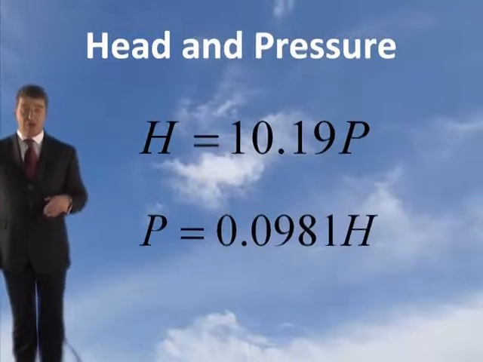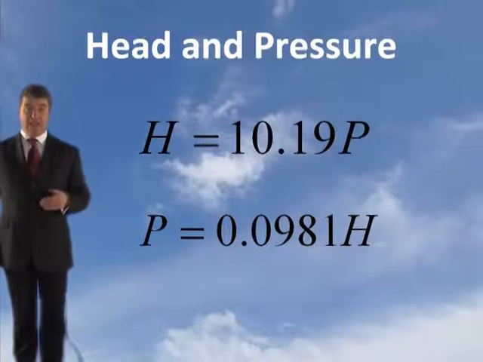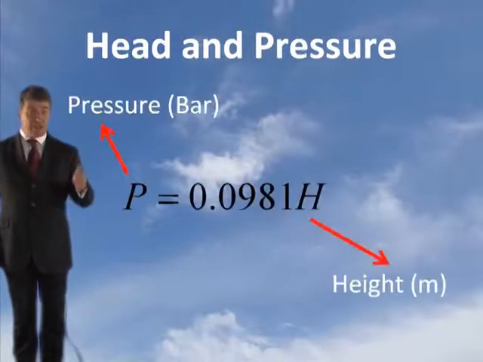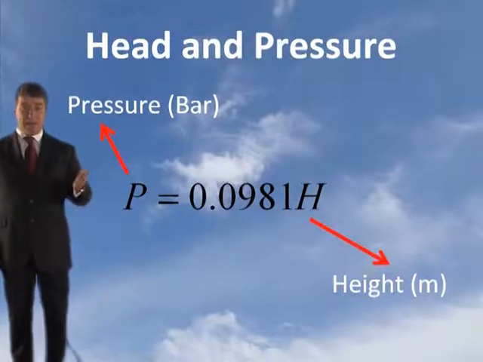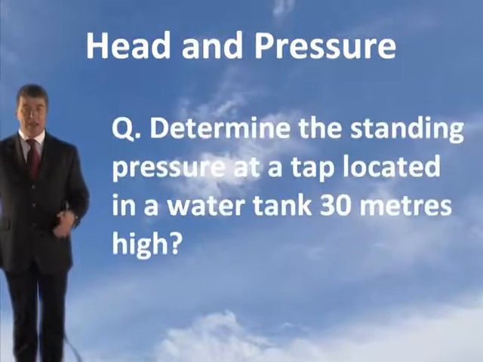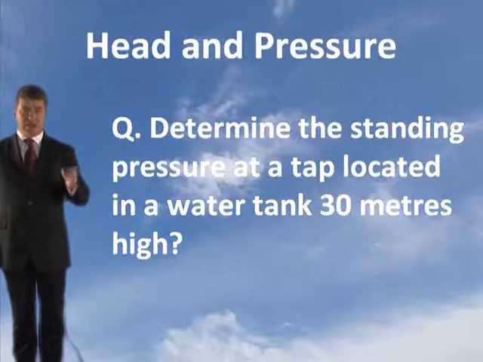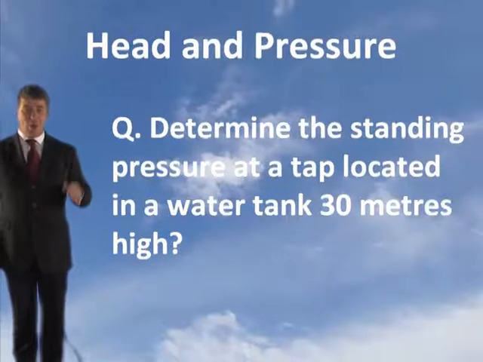P equals 0.0981 times the H. And don't forget, pressure is bar and H is height. The best way to explain this is by using an example. Determine the standing pressure at a tap located in a water tank 30 metres high.